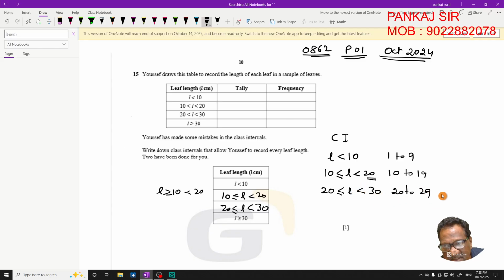If 30 comes, it should go to the next class interval. So here you should get L greater than or equal to 30, because here 30 was not included, so it has to be included in the next class interval, which he has written here, L greater than or equal to 30. So our answer has to be this. I've shown you the working, how it works, and this is the answer. Got it? So that was question number 15, how to solve it.